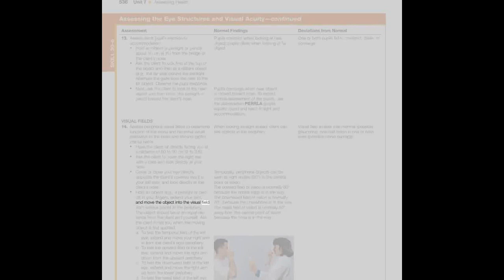Hold an object, for example a penlight or pencil, in your fingers, extend your arm, and move the object into the visual field from various points in the periphery. The object should be at an equal distance from the client and yourself. Ask the client to tell you when the moving object is first spotted.